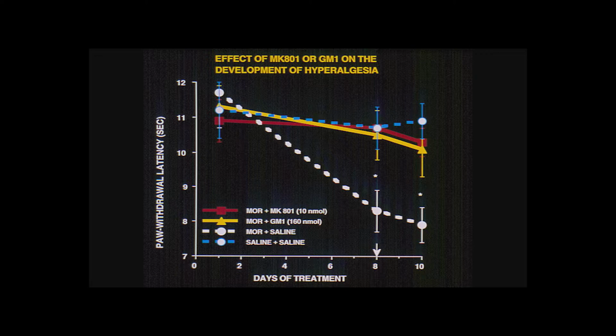I copied this into a PowerPoint presentation. I want you to focus on these two groups. You're familiar with paw withdrawal latency or tail-flick latency. Basically, a high latency means the animals are less sensitive to nociceptive stimulation. At the very beginning, you see these two groups have a pretty similar baseline paw withdrawal threshold latency.